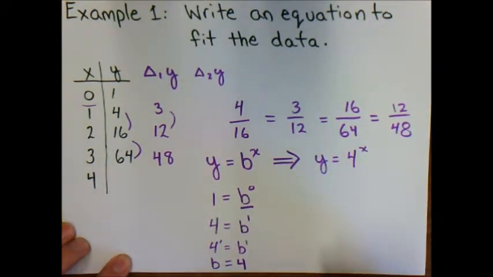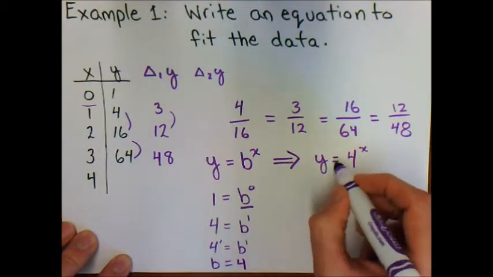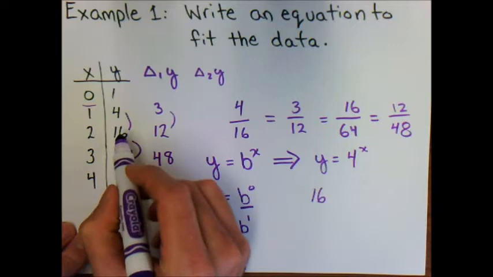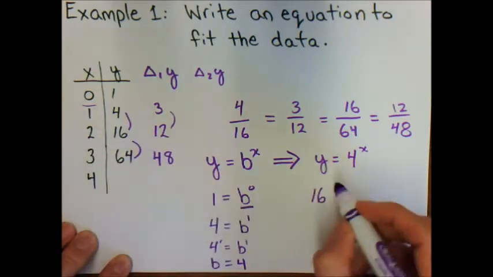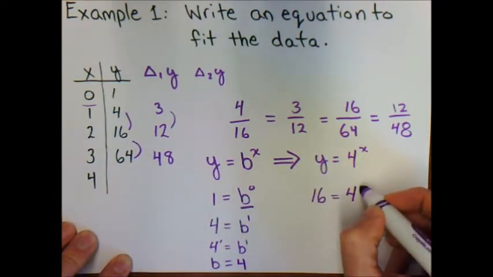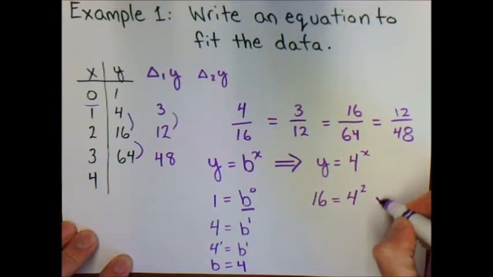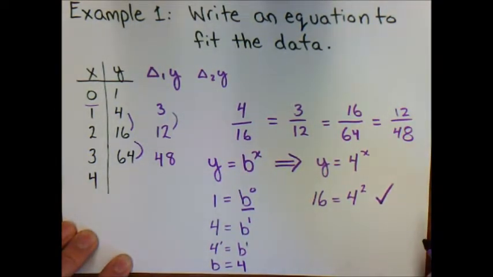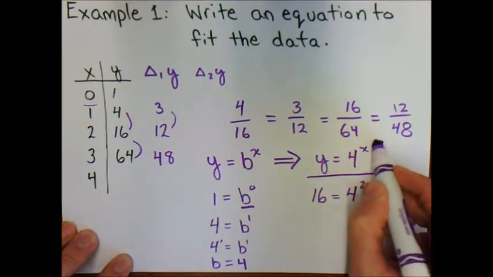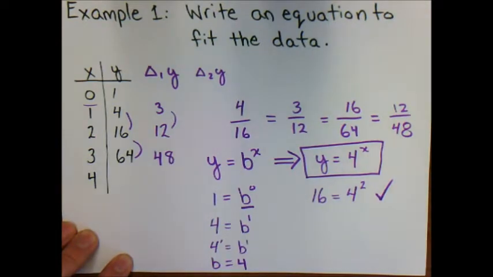And I want to check that just to make sure with another one of my values. So I'm going to go ahead and see if that's true. I'll sub in 16 for y and 2 for x. And I see that, yes, indeed, 4 squared is equal to 16. So the equation for a function that fits the data in the table is y equals 4 to the power of x, an exponential function.